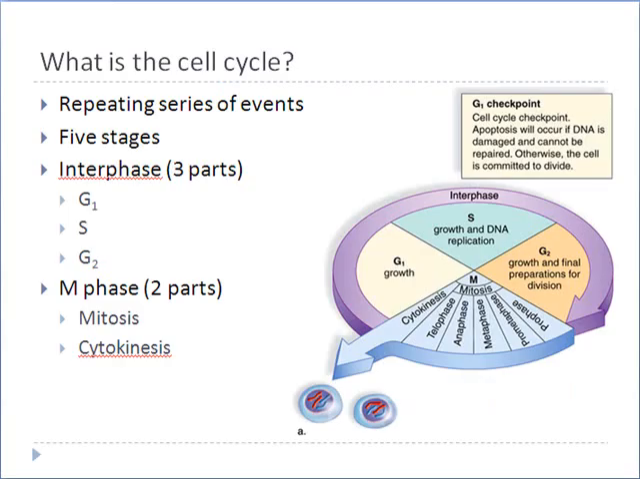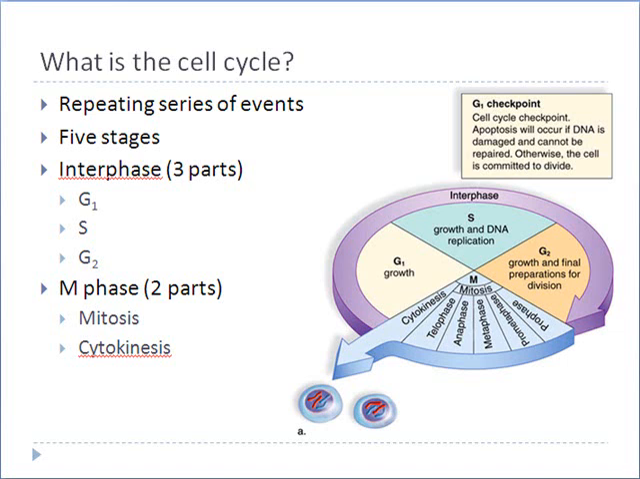Okay, so let's start by talking about the cell cycle. The cell cycle is a series of repeating events, and they're very predictable. All cells go through them. Just like we as humans have a predictable life cycle. We all know people start out as an embryo and then they become a fetus, and then they're an infant and a toddler and a youngster and a teenager and adult, and then they're an elderly person, and then they die.